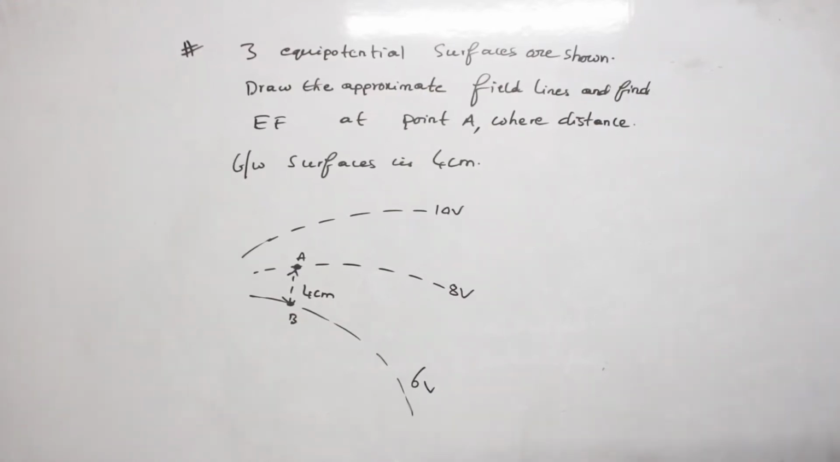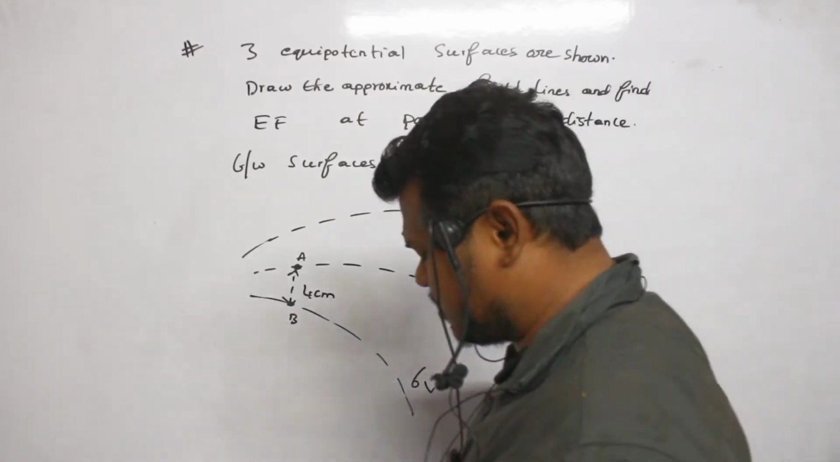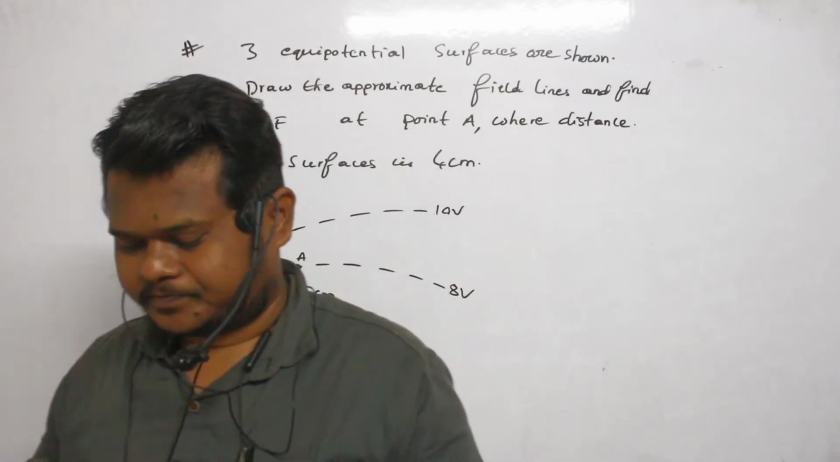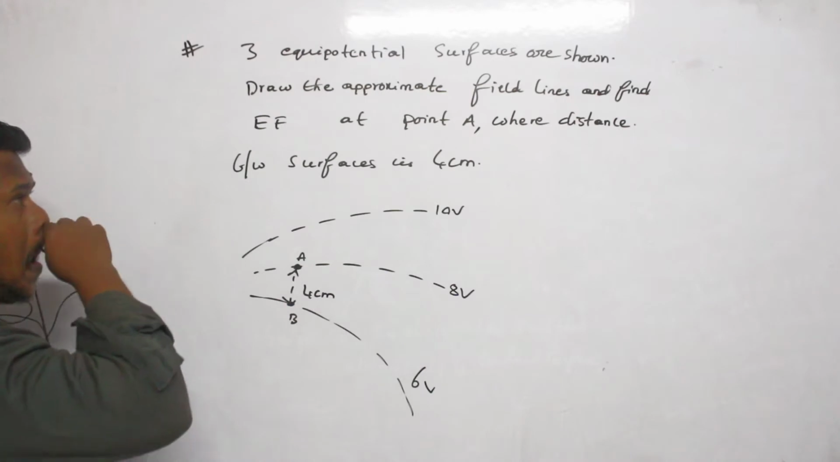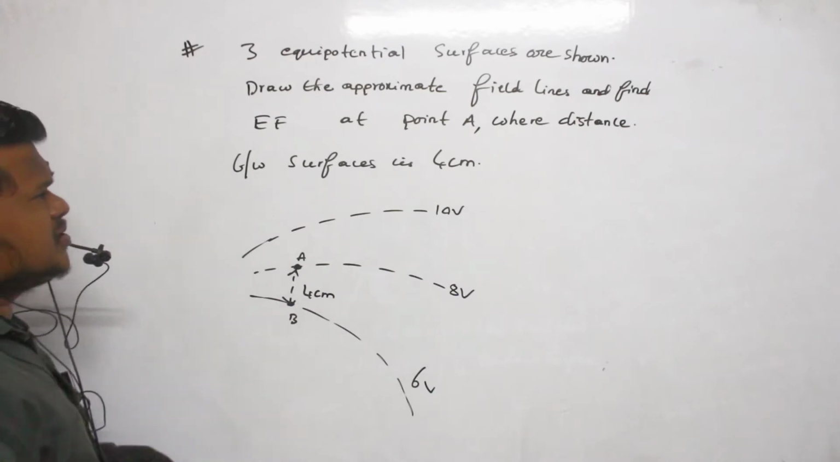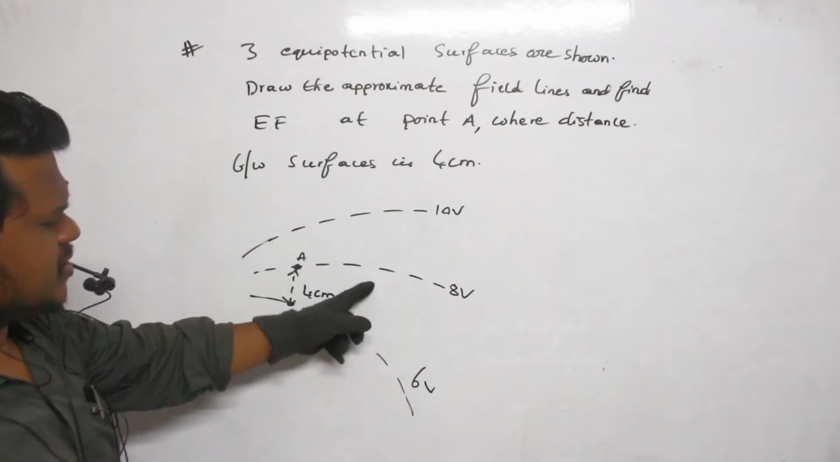Okay. So, can anybody say how we can solve this problem? Okay. So, three equipotential surfaces are given: 10 volts, 8 volts, and 6 volts.